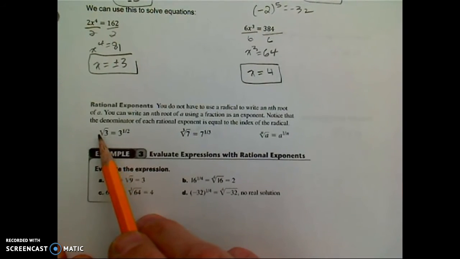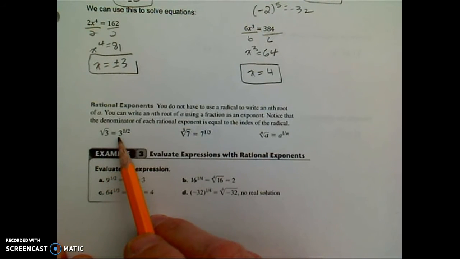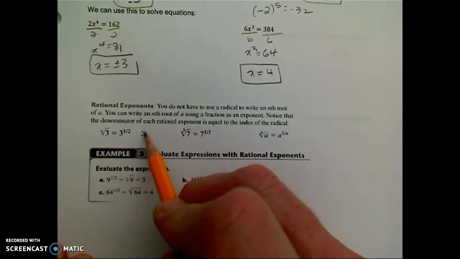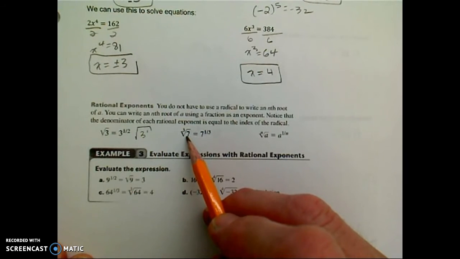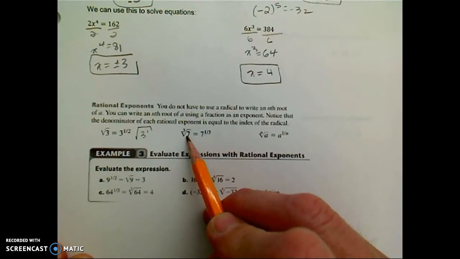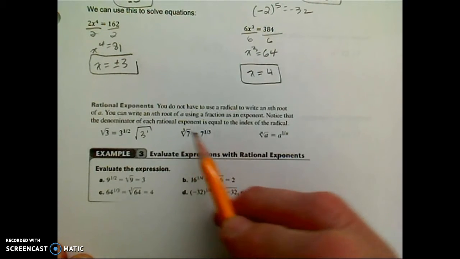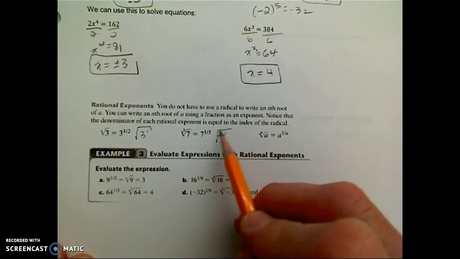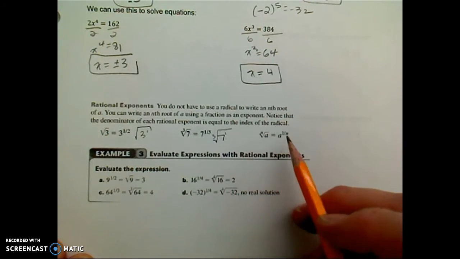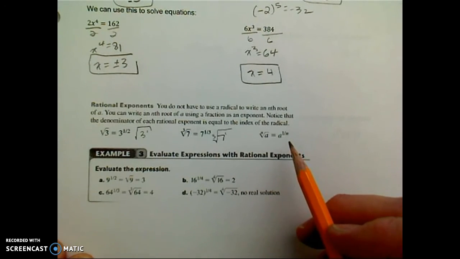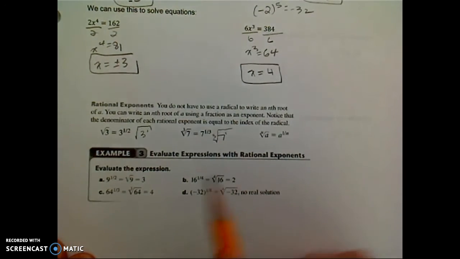So the square root of 3 we could rewrite as 3 to the 1/2 power. This is like saying 3 to the first and then taking the square root of that. If I'm looking at this one, the cube root of 7, that's 7 to the first power, and I'm taking the third root. And so whatever that index is, that would be the denominator of my fraction. So taking a look at some examples.